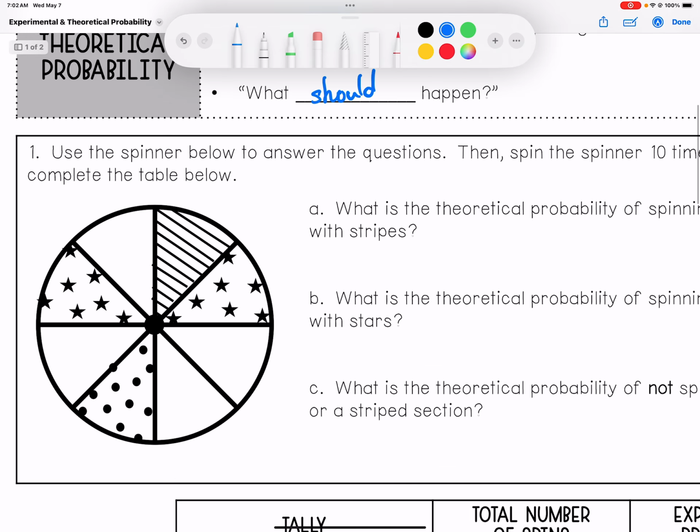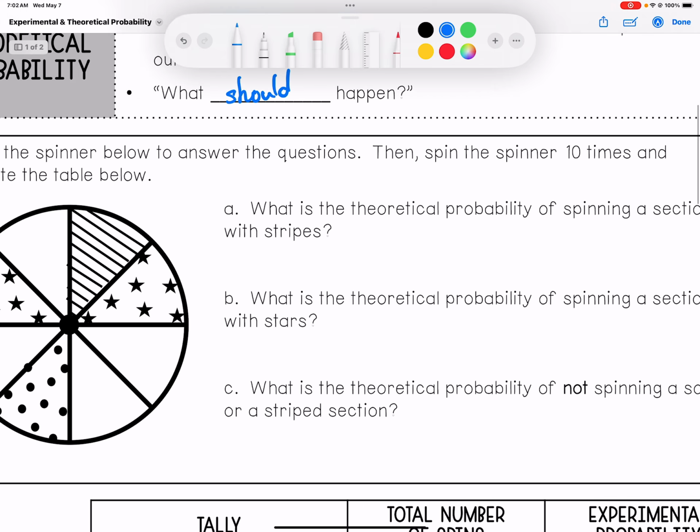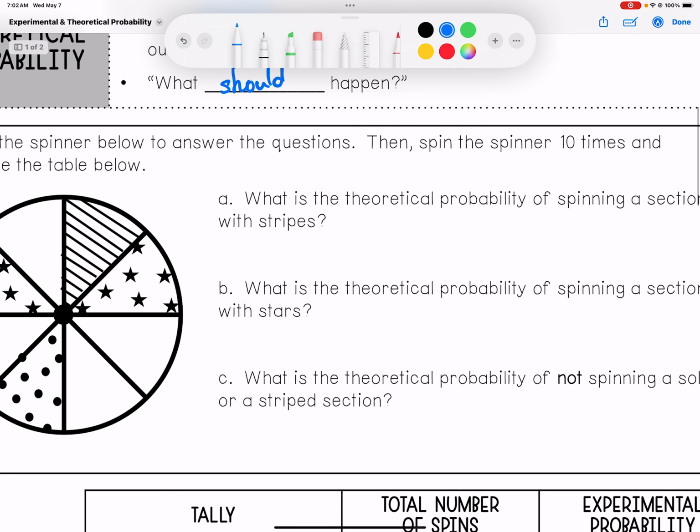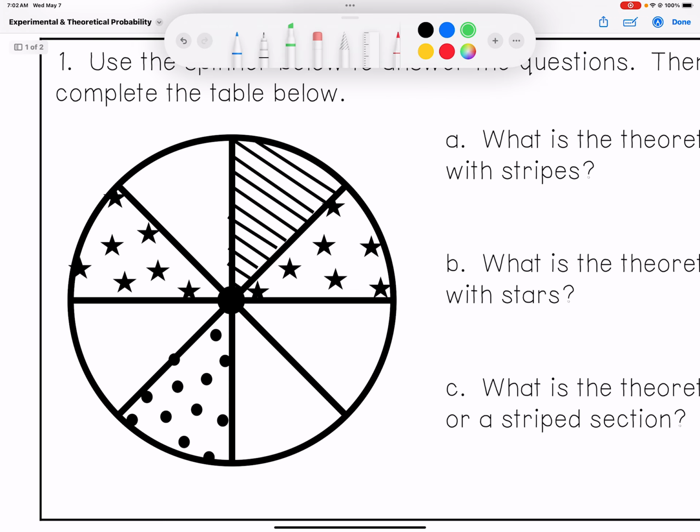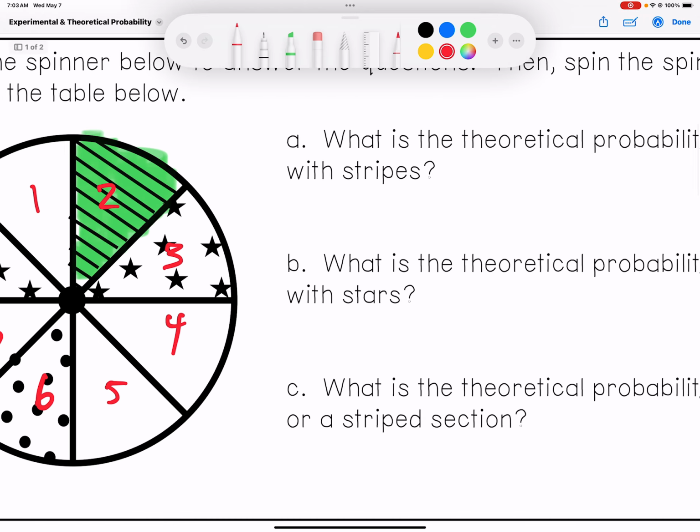We're going to use this spinner to answer the questions below, okay? And I have a spinner we're actually going to spin here in a minute. What is the theoretical probability? So in theory, what should happen if we wanted to spin a section with stripes? How many sections with stripes are there? I see one. How many total sections are there? Okay, I see 1, 2, 3, 4, 5, 6, 7, 8. So what are the chances of spinning that green one right there? 1 out of 8.